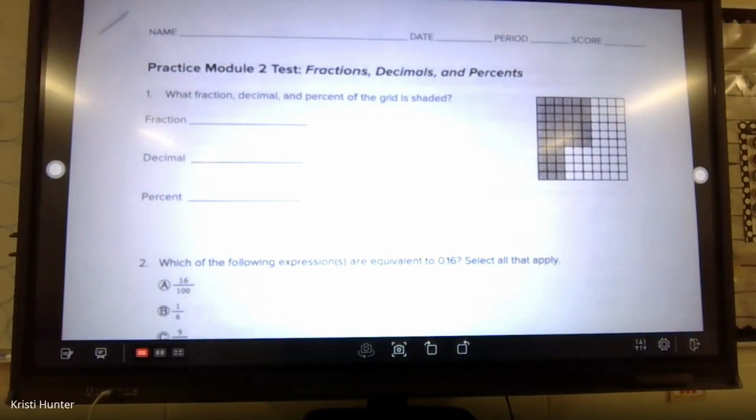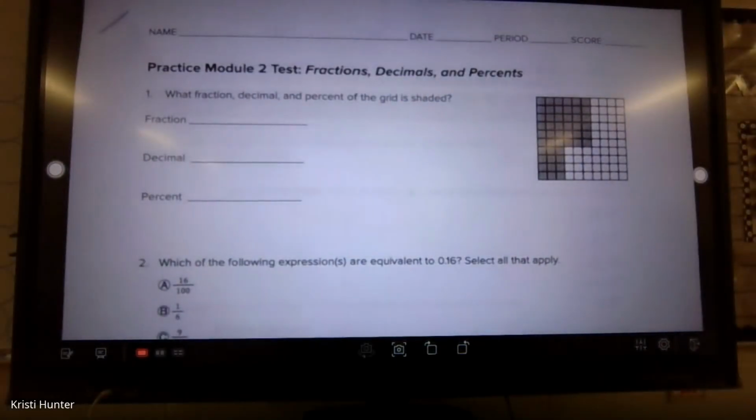All right, we're going to do our Module 2 practice test here. So for number 1, it says, what fraction, decimal, or percent of the grid is shaded? A good study tool would be to hit the pause button and work on this question on your own, and then resume once you have the answer, see if you're right. All right. So what fraction, decimal, and percent is shaded?